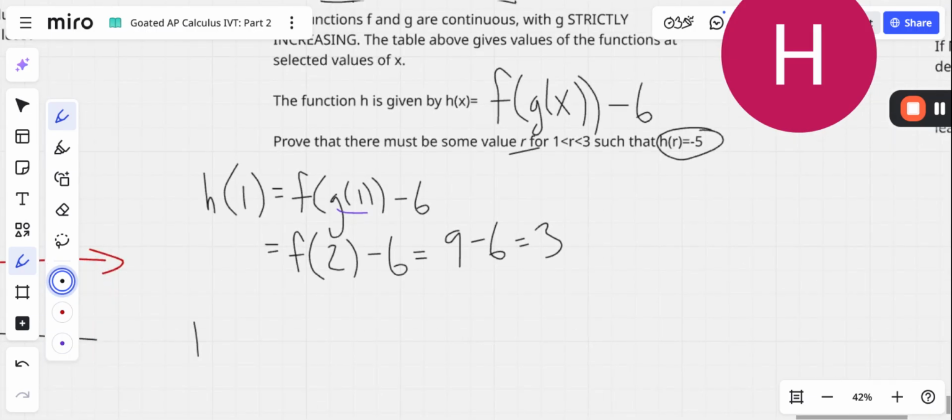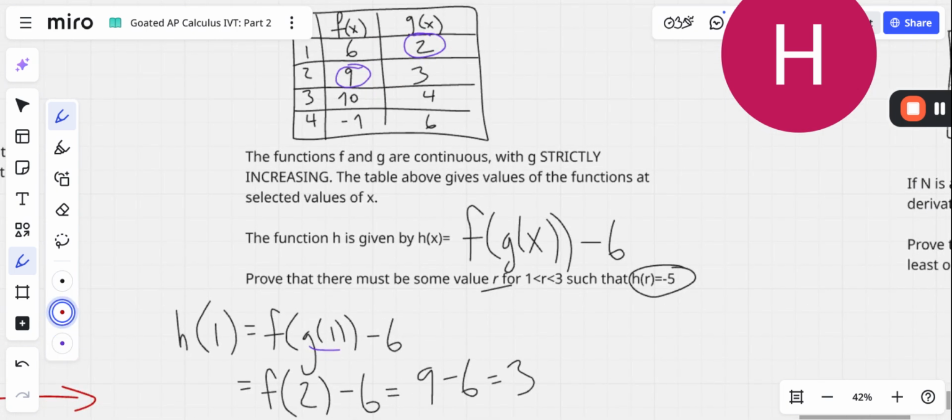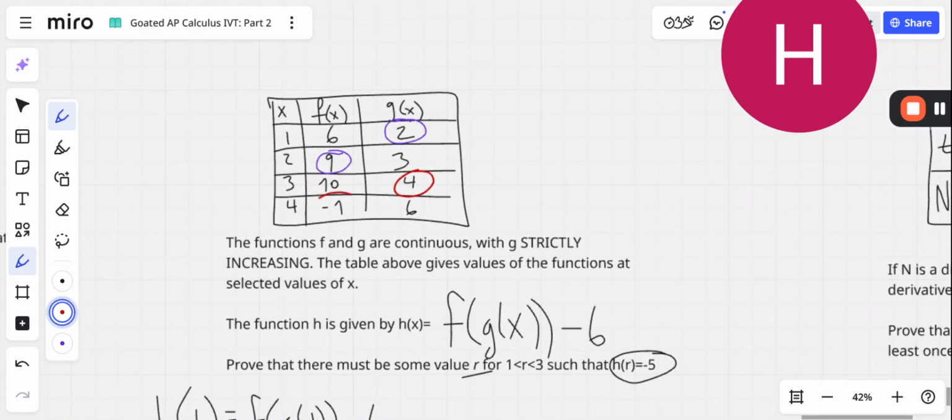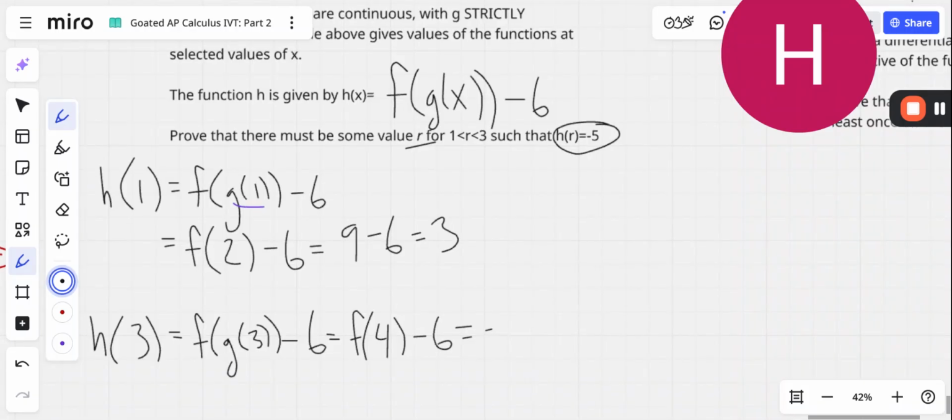Now we do the same process for 3, since we don't have any function values for x equals 5. f of g of 3 minus 6, which is going to be f of, let's take a look at the chart, g of 3 is 4. So we're going to replace the g of 3 with the 4. And then we go back and look at f of 4, and we see that that's negative 1. So this is going to be negative 1, oops, why did I write a 4? Negative 1 minus 6, which is negative 7. Okay, and that is the other endpoint.